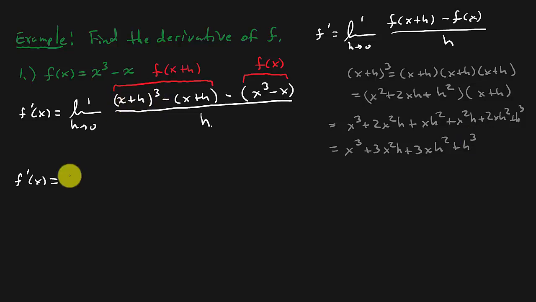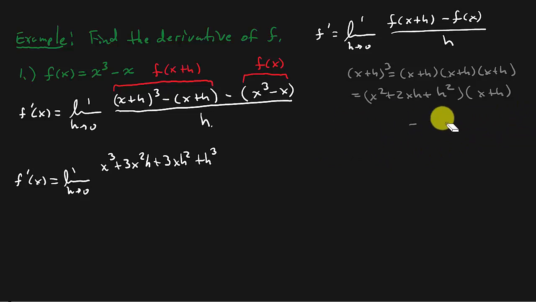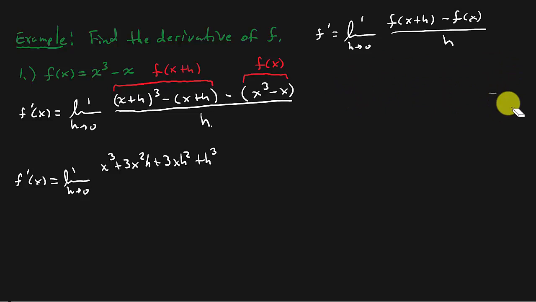So that's going to be the limit as h goes to 0 of x cubed plus 3x squared h plus 3xh squared plus h cubed. Let me erase that now. That should be easy for you, that's just algebra. And then I'm going to distribute the negative, so minus x minus h.